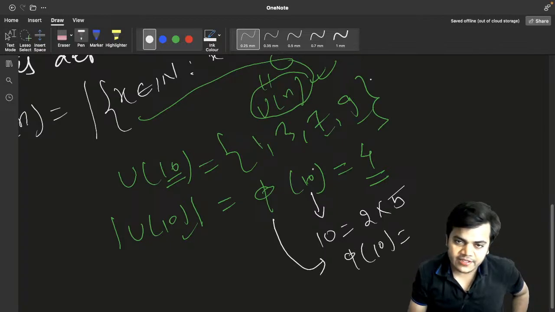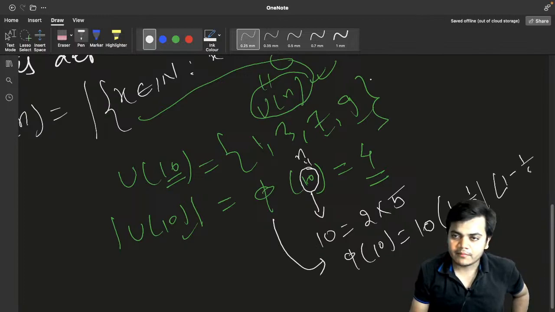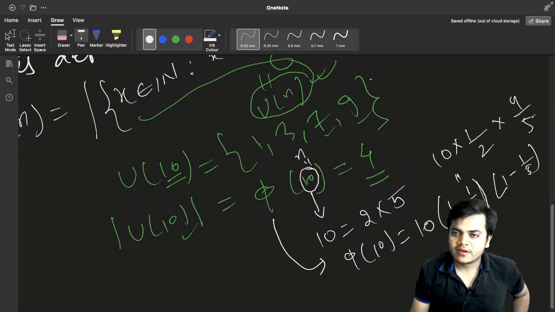first of all write this n, here n is equal to 10, and thereafter 1 minus 1 by first prime into 1 minus 1 by second prime. This is how we are going to calculate. So it will become 10 into 1 by 2 into 4 by 5. Okay, so what would you like to say? It is nothing but 4.